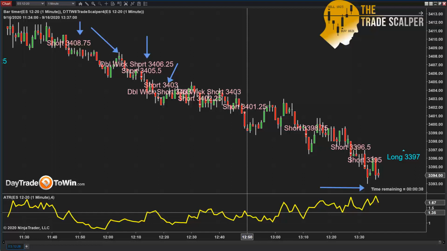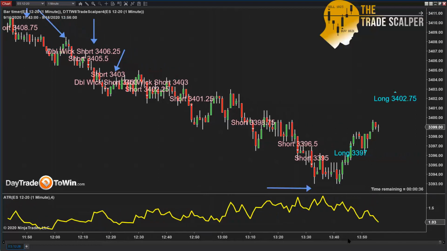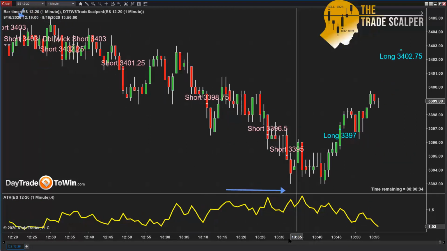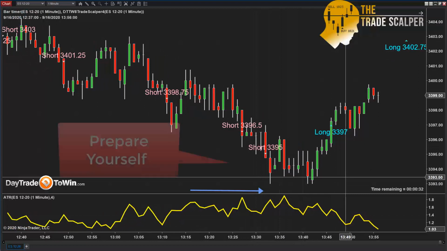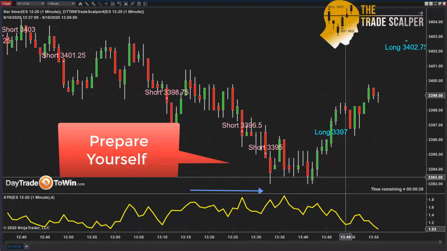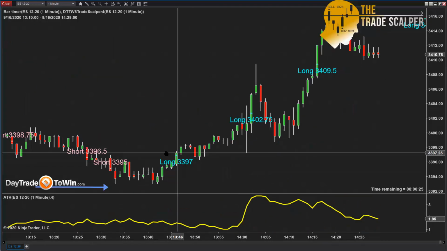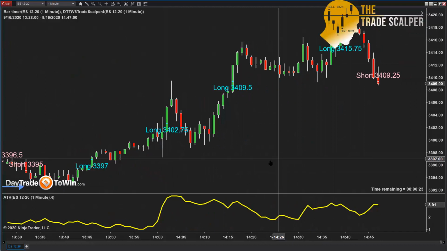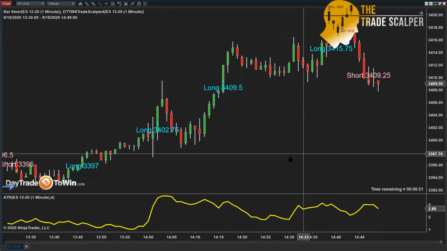And this is good because if you know that a new candle, a new bar is about to open, you know how many minutes or how many seconds are left before taking the trade, using a time-based stop, which is what we use a lot, a time-based stop when trading. And you can see there are a lot of great signals today on the Trade Scalper.